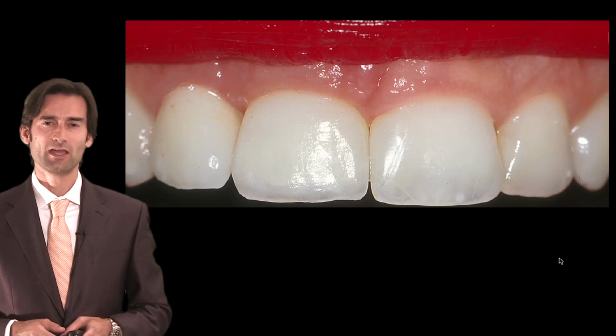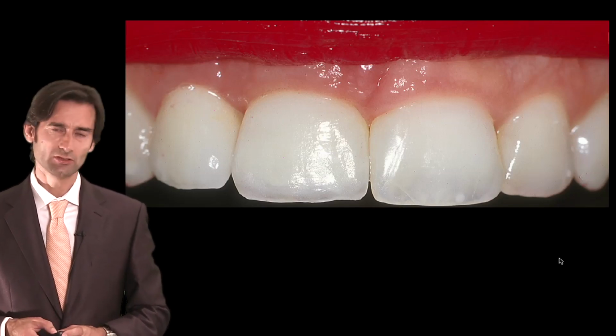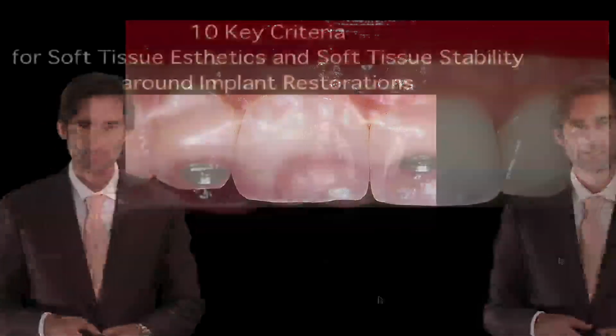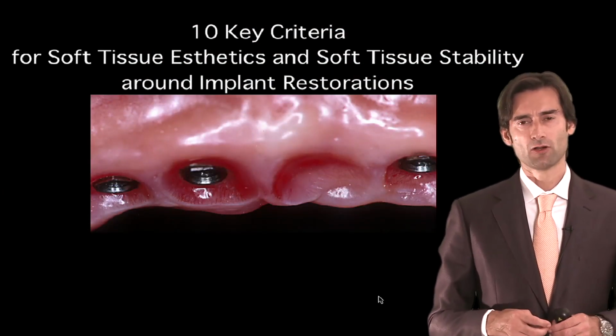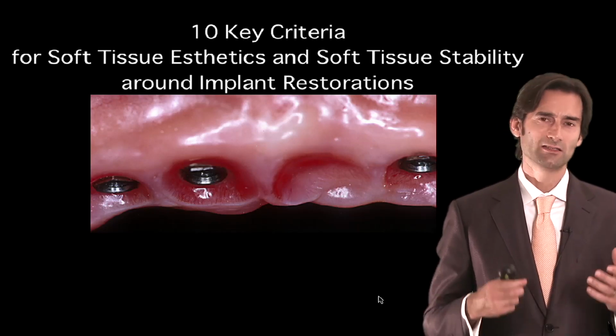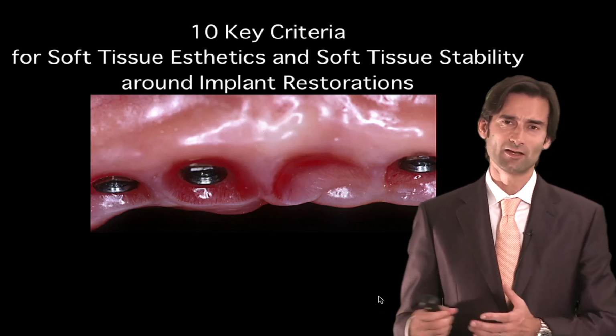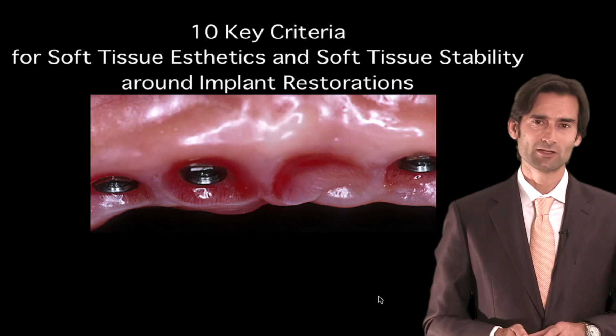So today we know the soft tissue story, and I hope that with these kinds of protocols you can use that in your own practice. So now I've summarized this for you in a way that hopefully is even more clear. And I call these the 10 key criteria for soft tissue stability around implant restorations.